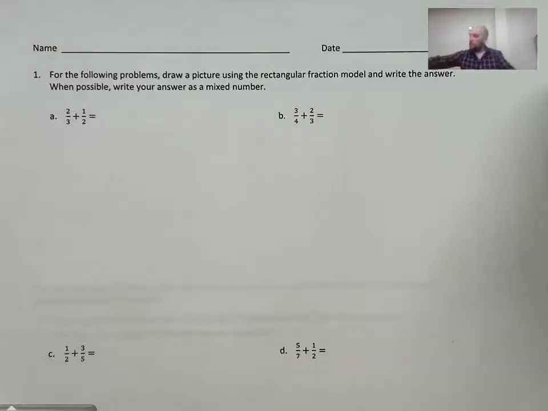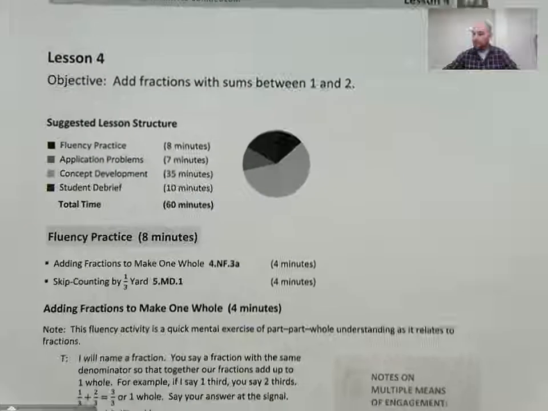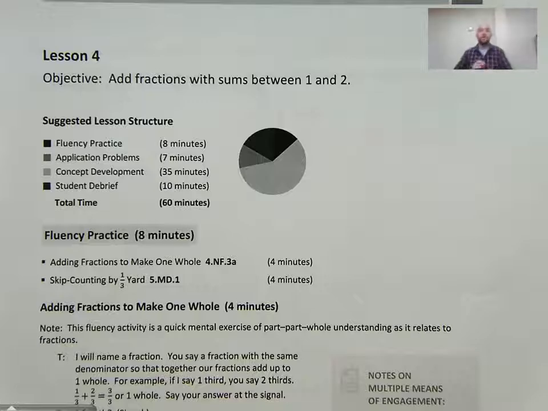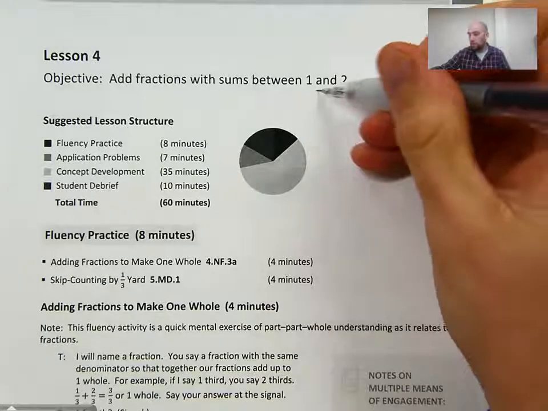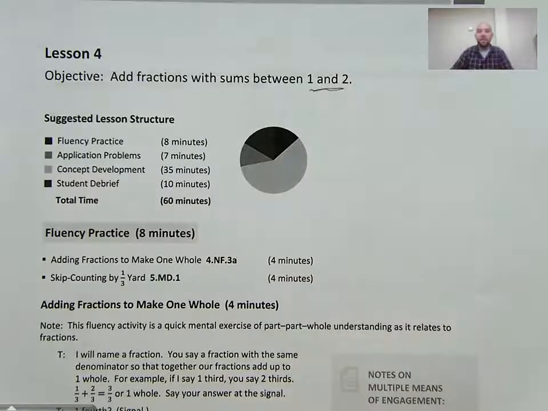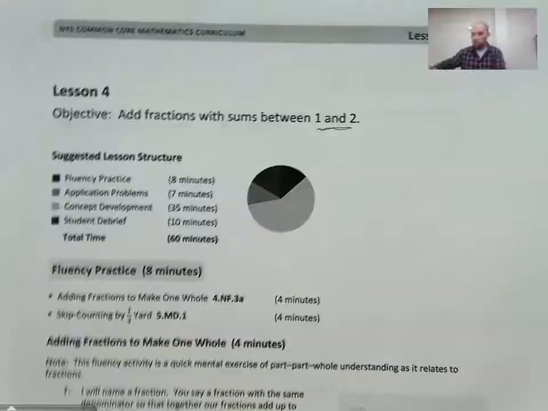So today we're going to be adding fractions with sums between 1 and 2. So that means that we're going to have an improper fraction. We're going to have a fraction that has a larger or a greater numerator than denominator. And then we're going to work on turning those into mixed numbers, a number that has a whole number and a fraction in the number. So we'll take a look at that.